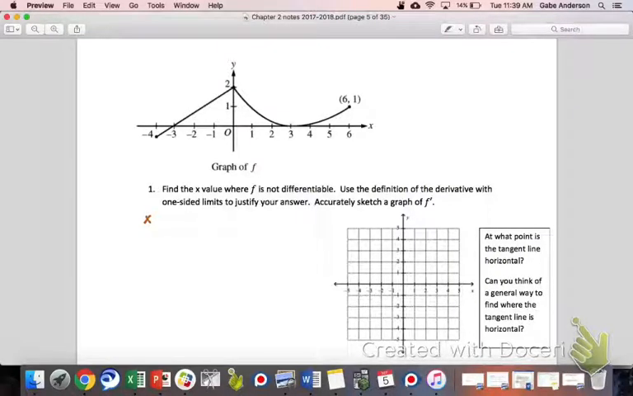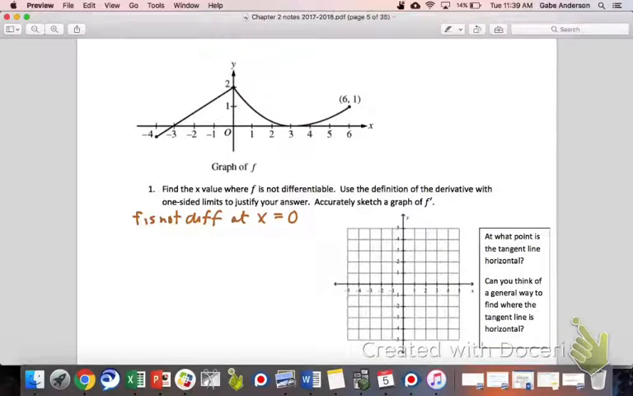I'll put it like this. f is not differentiable at x equals 0. So if this were a quiz question, you probably got the first point, right? You've identified the point of non-differentiability. But then it says, use the definition of the derivative with one-sided limits to justify your answer. If I remember correctly, this was in the video.